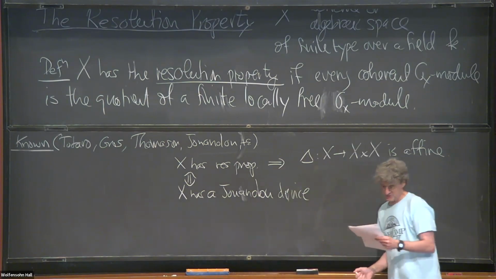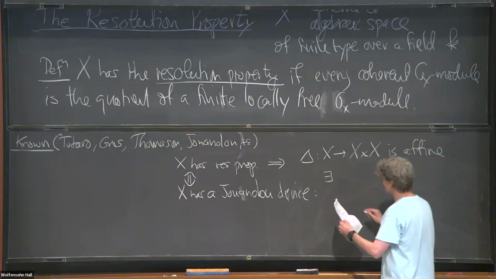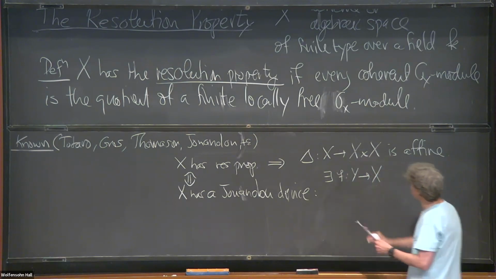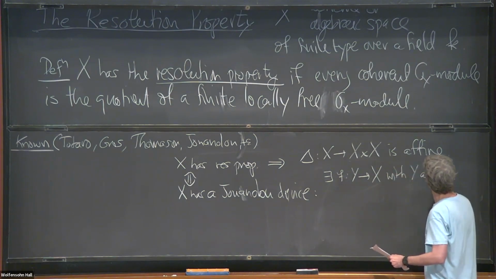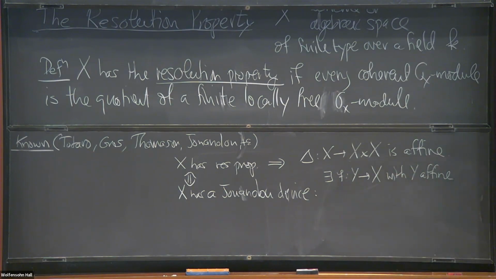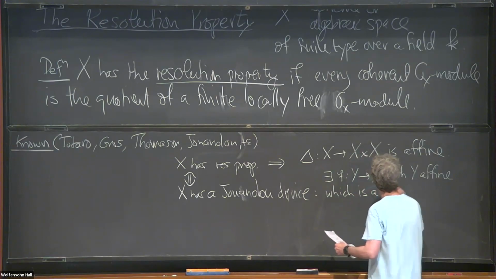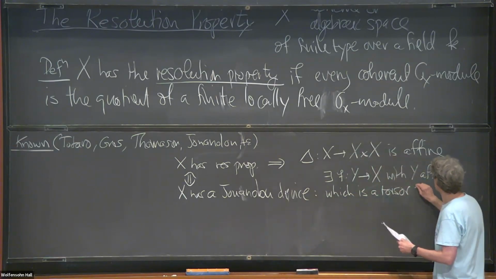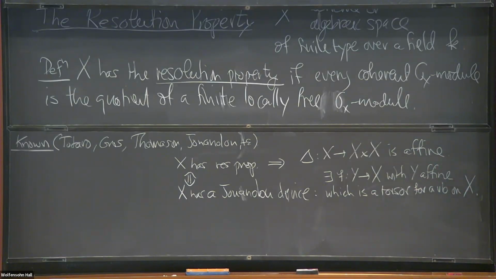What is a Jouanolou device? This means that there exists a morphism f from Y to X, with Y affine, so it's an affine scheme, which is a torsor for a vector bundle on X. It's a morphism which locally looks like A^n times X to X, and the transition functions are affine linear.